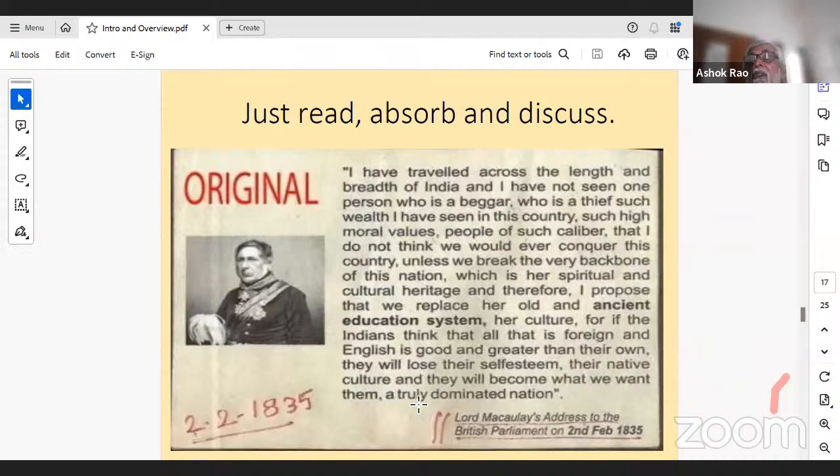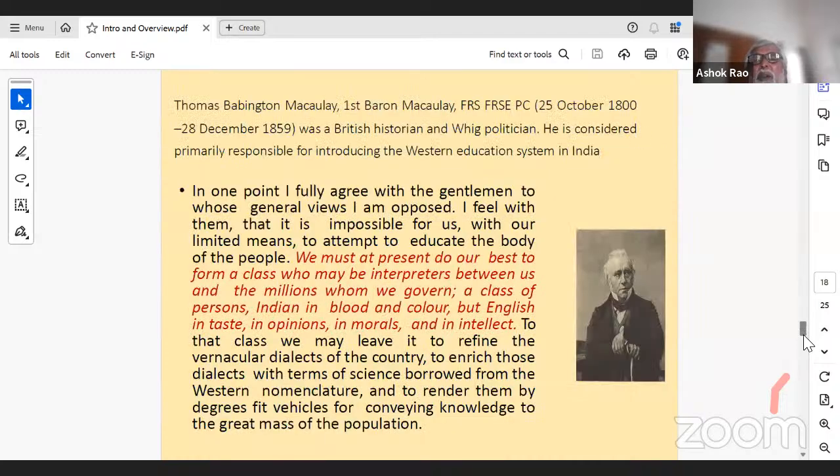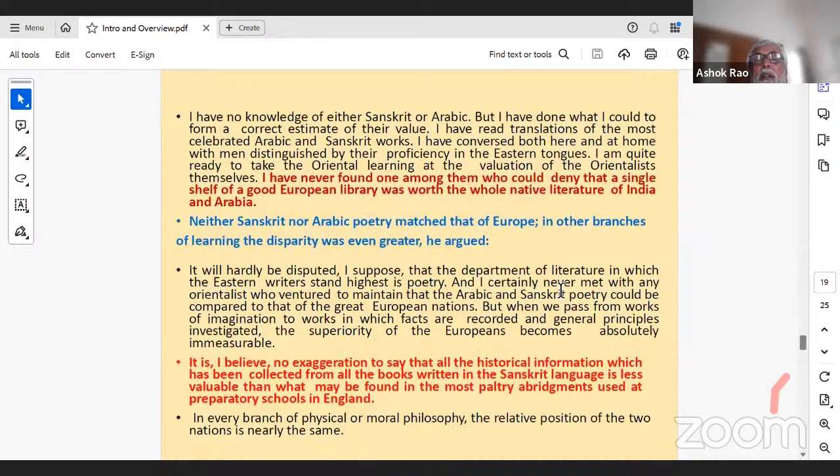This is the idea with which Macaulay introduced our education system, which unfortunately still continues. This is, of course, more details of Macaulay's discussion in the parliament in London. And he very arrogantly says, I have no knowledge of either Sanskrit or Arabic, but he says neither Sanskrit nor Arabic poetry match that of Europe.